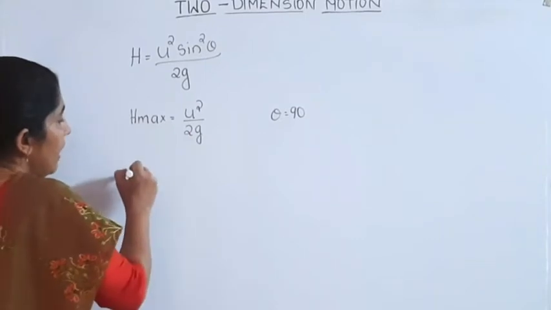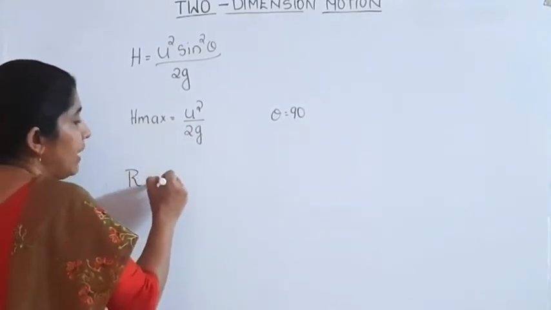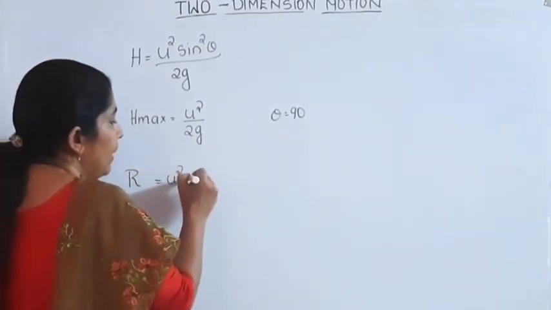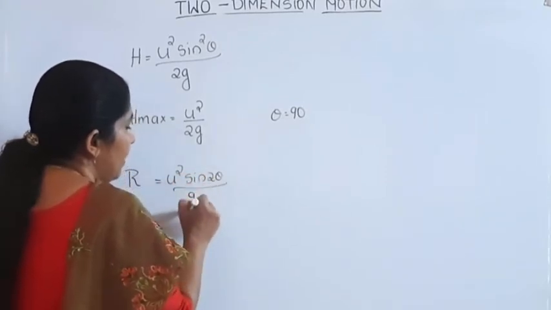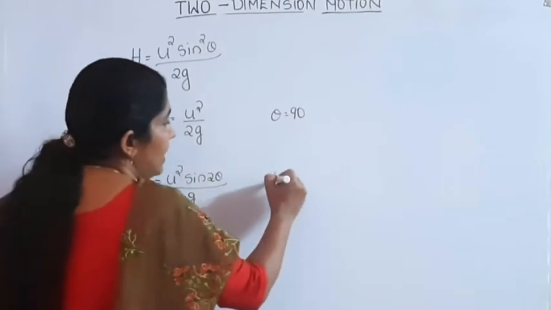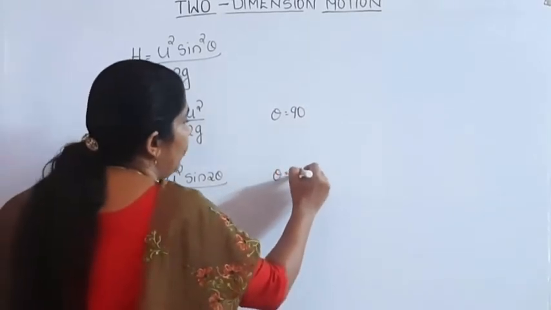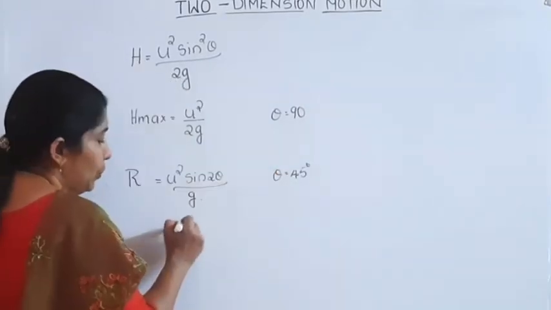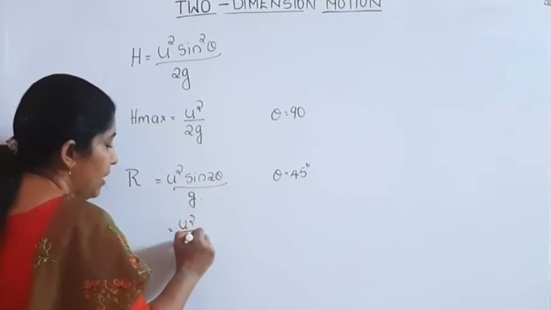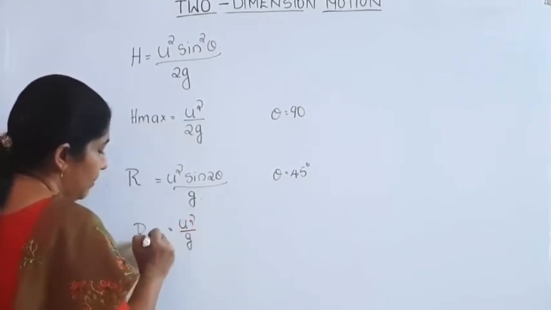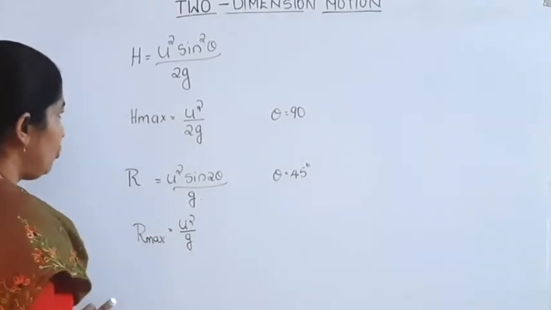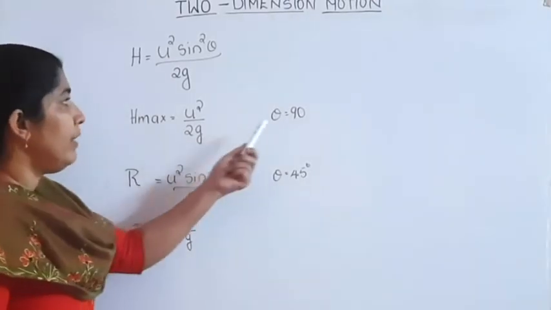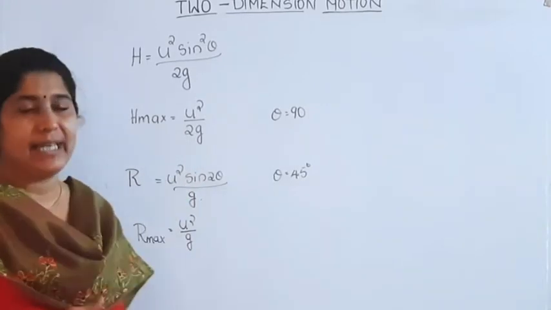Range maximum: the equation for the range is u square sine 2 theta divided by g, and range is maximum when theta is equal to 45 degree, equal to u square divided by g. That is the maximum range, u square divided by g, and height is maximum when theta is equal to 90 degree.